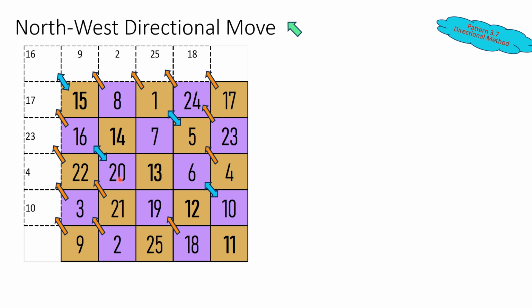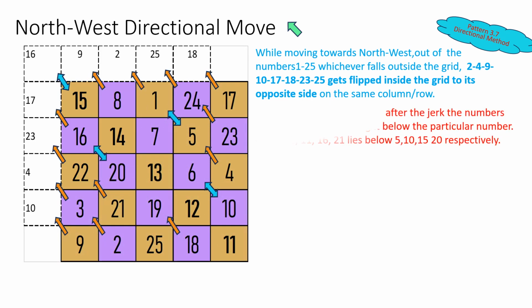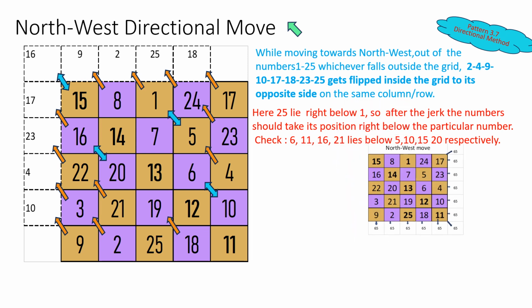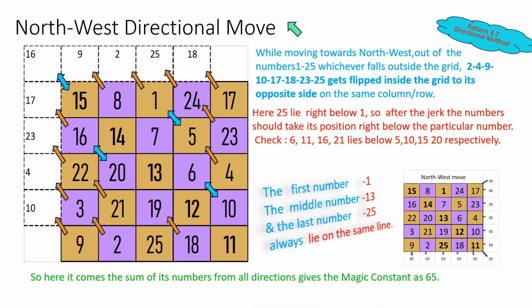Here is a jerk. 20 takes its position below. 21 takes its position below 20. Then 21, 22, 23 get flipped inside. Then 24, 25 get flipped inside. Now check the numbers. First, last and middle number lie on the same line, and one of its diagonal is taking its middle numbers. Now you can check their sum. Yes, it's 65 in all the directions.